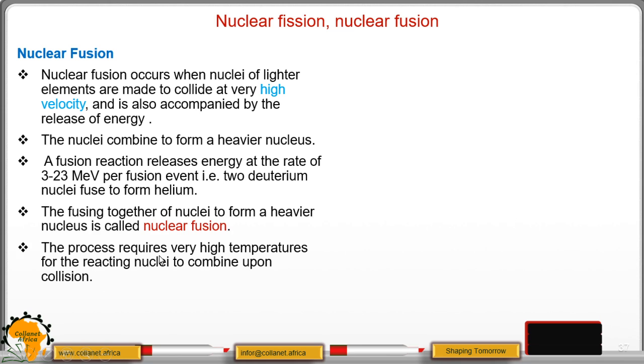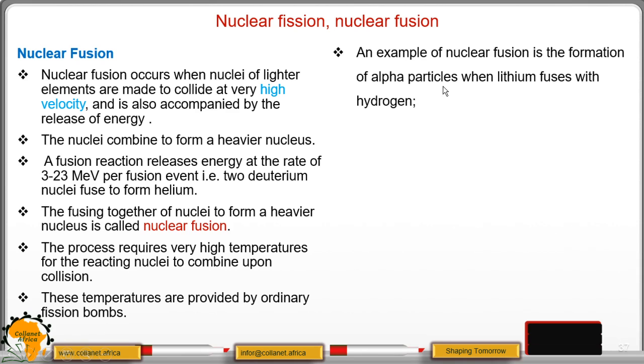The process requires high temperatures, and this temperature comes from the ordinary fission bombs. Remember, we are saying that these particles have to collide at a very high velocity, and for us to get that high velocity we need high kinetic energy, and this high kinetic energy is provided by high temperatures. Then for example, we have nuclear fusion in the formation of alpha particles like this.